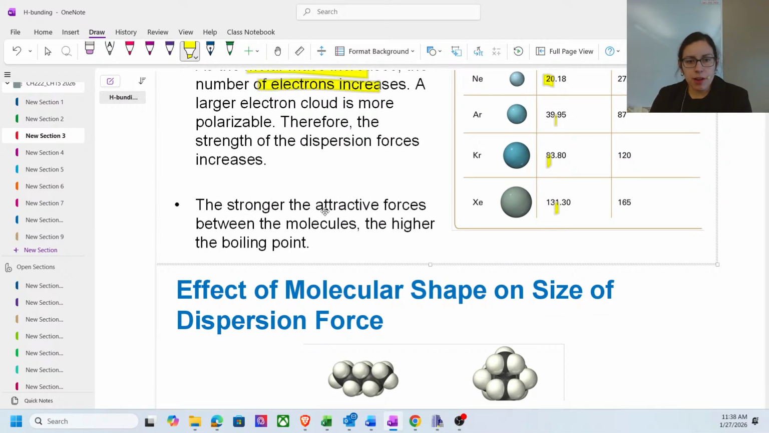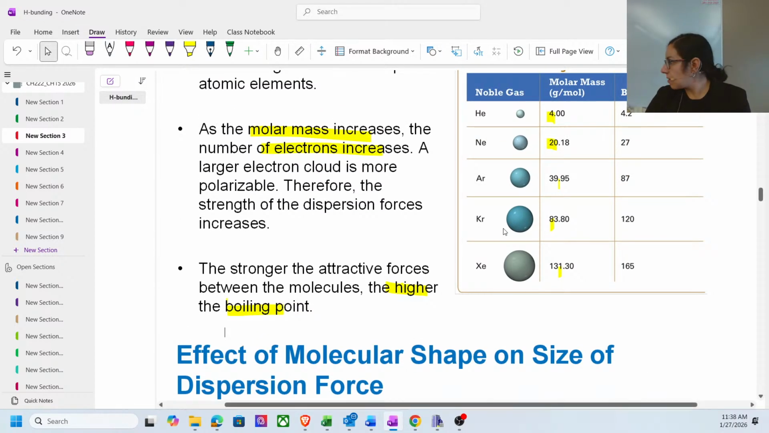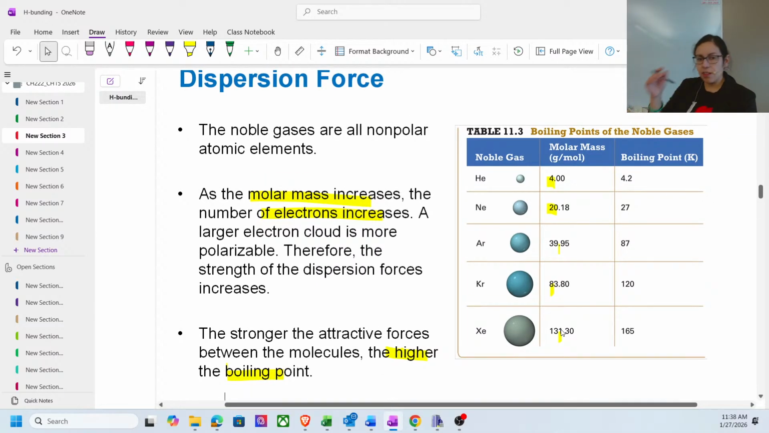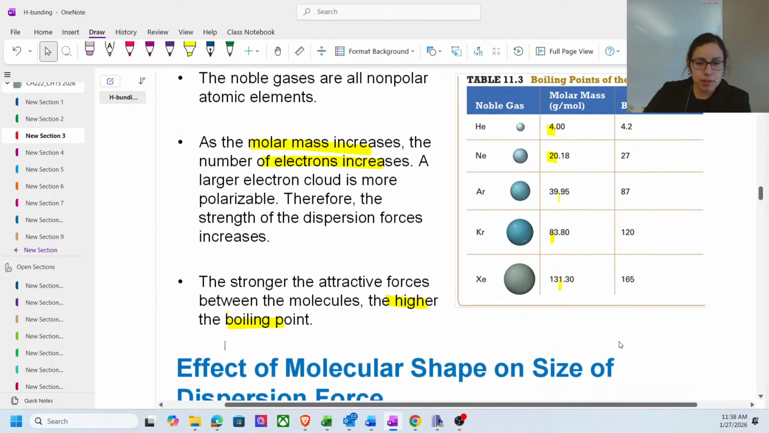So stronger attractive forces, higher boiling point. Again, we see that just in our mass. So that's the first thing that you're going to do: look at your mass argument and see whether their masses are relatively similar or not for comparison.